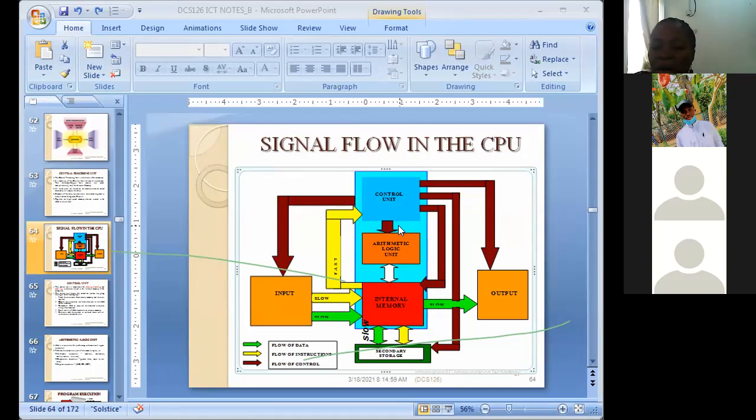Now, you can see also the arrow coming from the control unit. Remember that the internal memory had signaled the control unit through this yellow arrow.